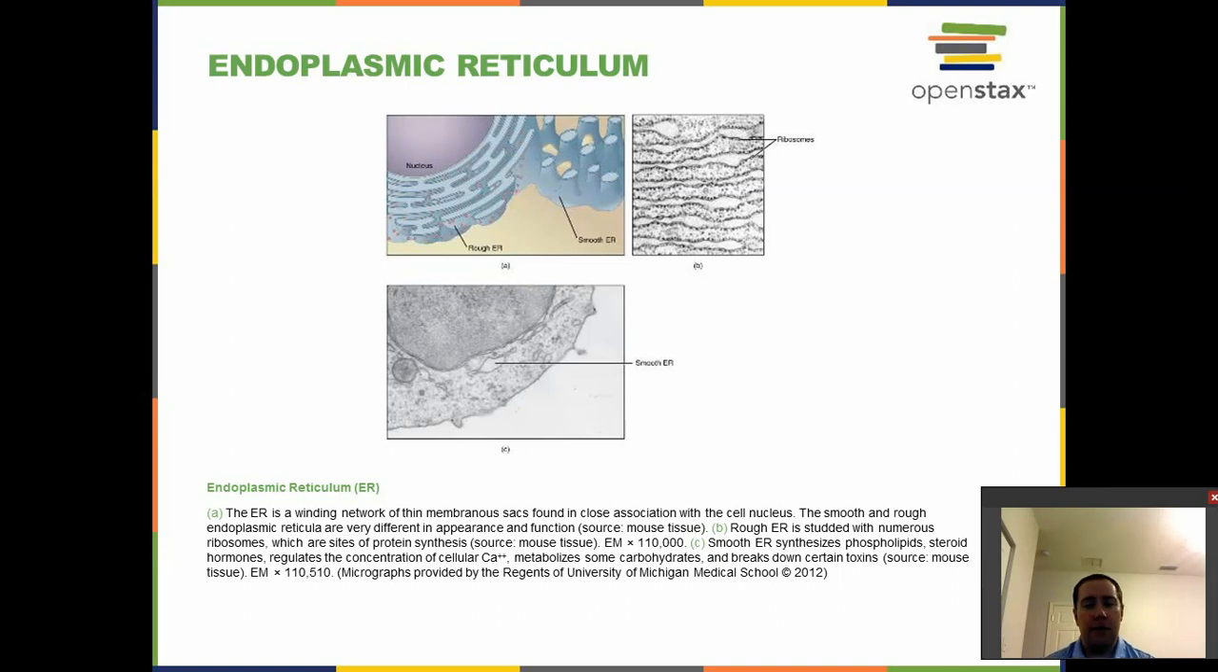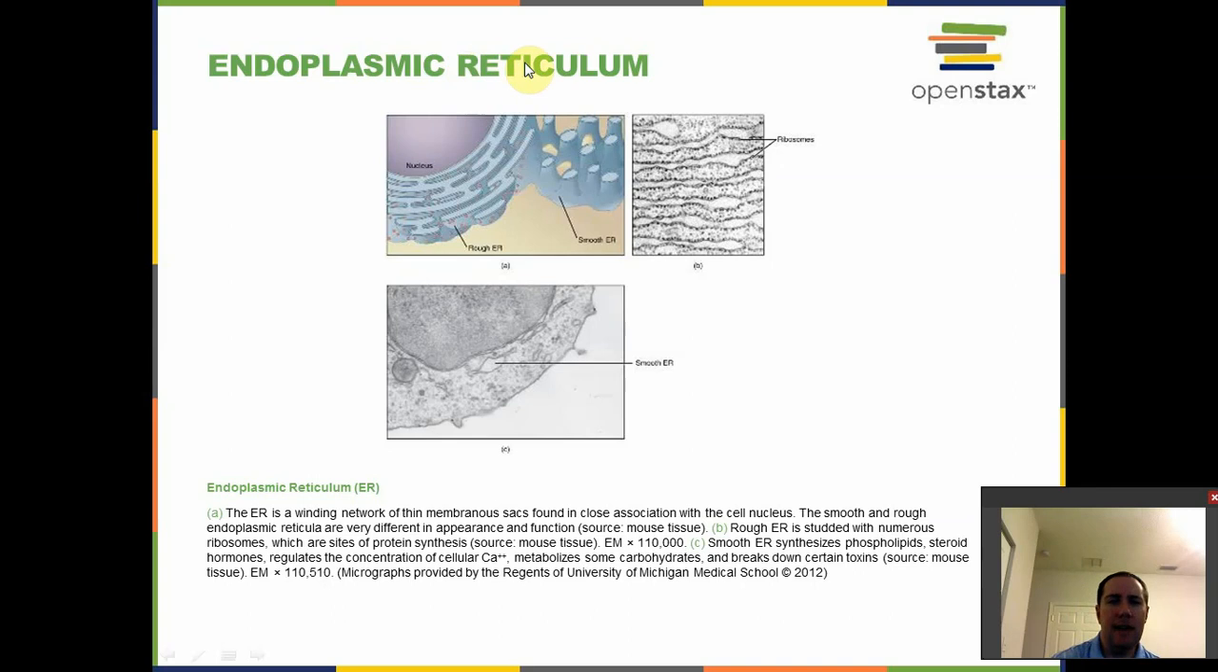Some ribosomes are not stuck onto the ER. Some of them just float around, and they make proteins also. So not all proteins are made in the rough ER, but basically the only thing that happens in the rough ER is where some of the proteins are made.